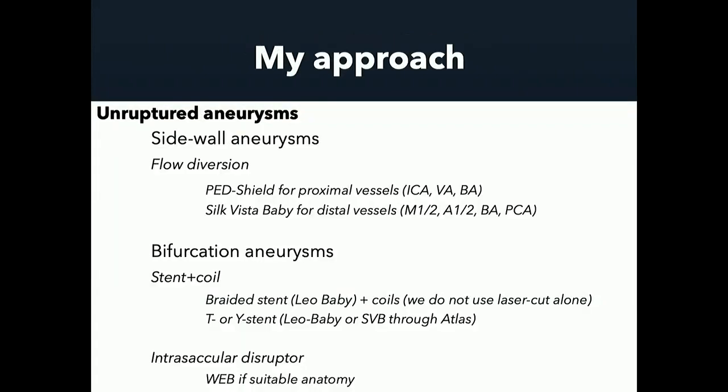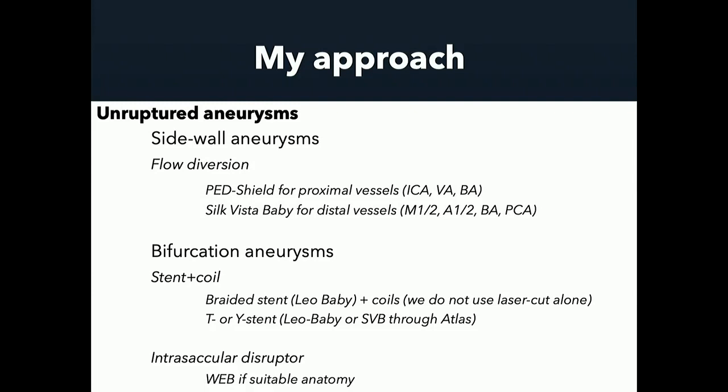With unruptured aneurysms, it's a little more complicated. Obviously, sidewall aneurysms tend to lend themselves more to flow diversion. We generally use pipeline as our go-to for the proximal vessels, and we use Silk Vista Baby for the distal vessels. So it goes through 17 catheters, so it's a very nice low profile and easy to deliver system.